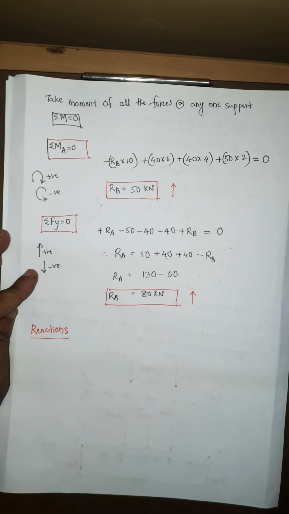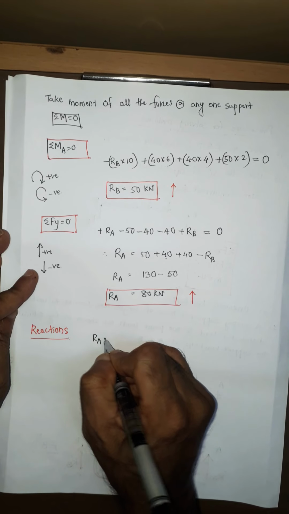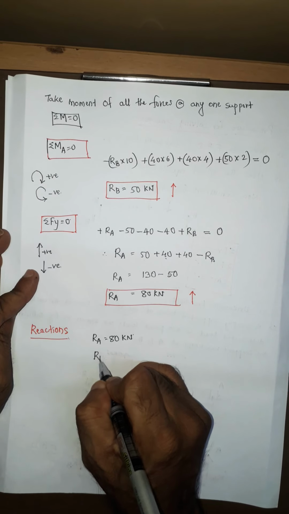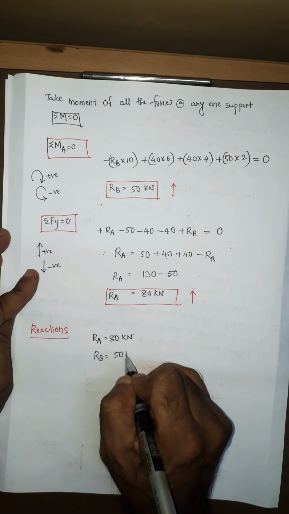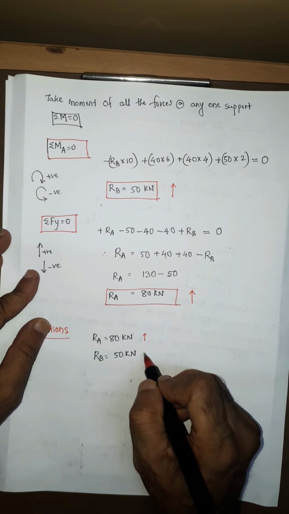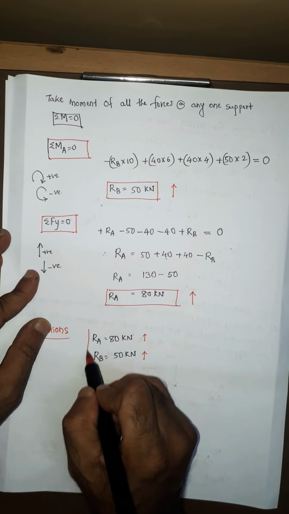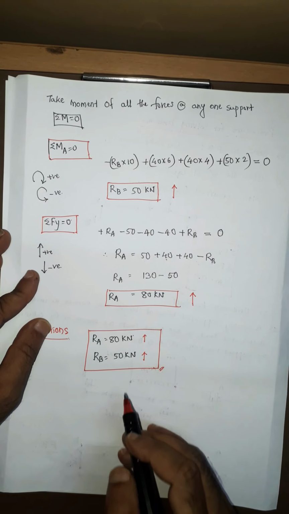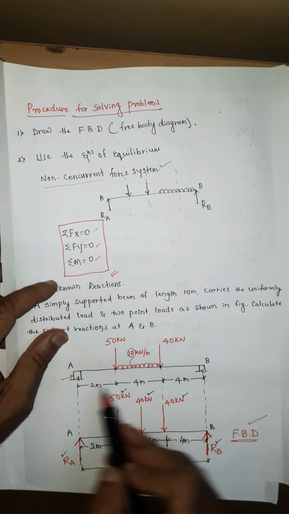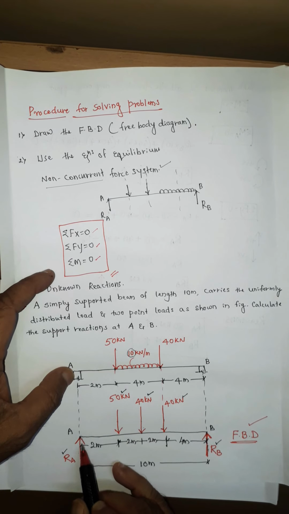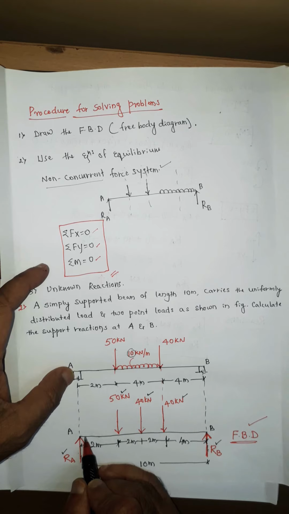So reactions RA is equal to 80 kilonewton and RB is equal to 50 kilonewton. So these are the directions, RA, this is RB. This is what the problem asked: you have to find out the reactions at A, B. Since these two are simple supports, for each simple support the reaction will be 1. And remember, always the reaction will be 90 degree.